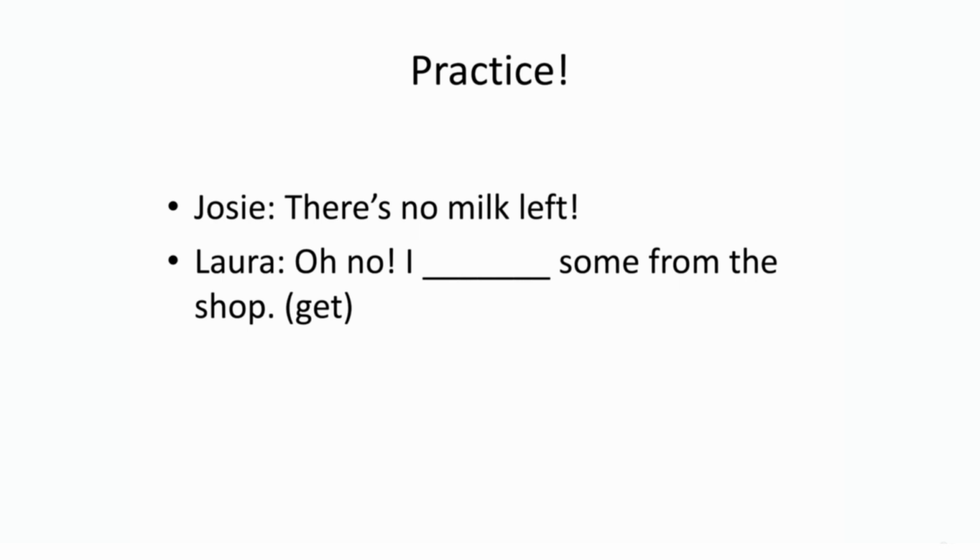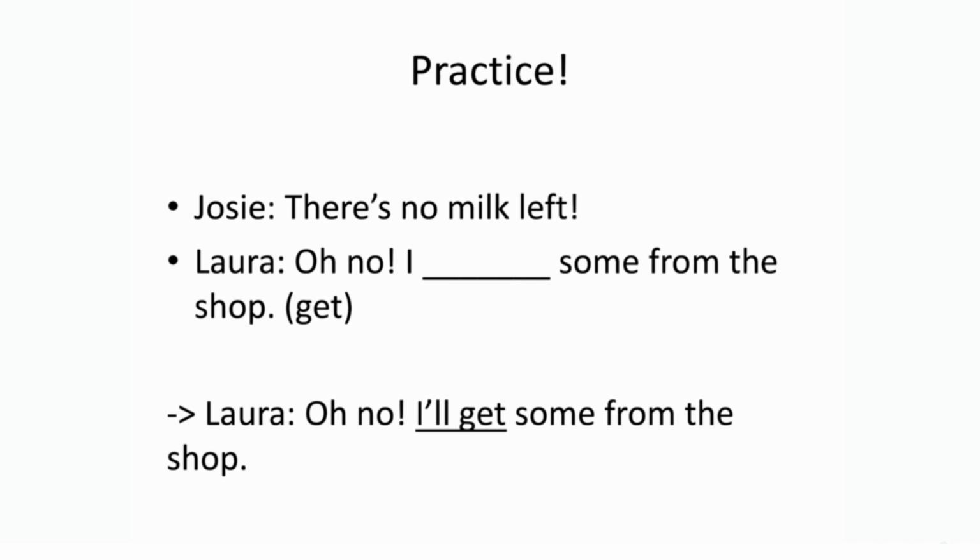Great work! Now let's practice using these different ways of expressing future beliefs and plans. Can you fill in the gaps? Josie: There's no milk left. Laura: Oh no, I'll get some more from the shop. This is an instant decision, therefore we use the auxiliary verb will.